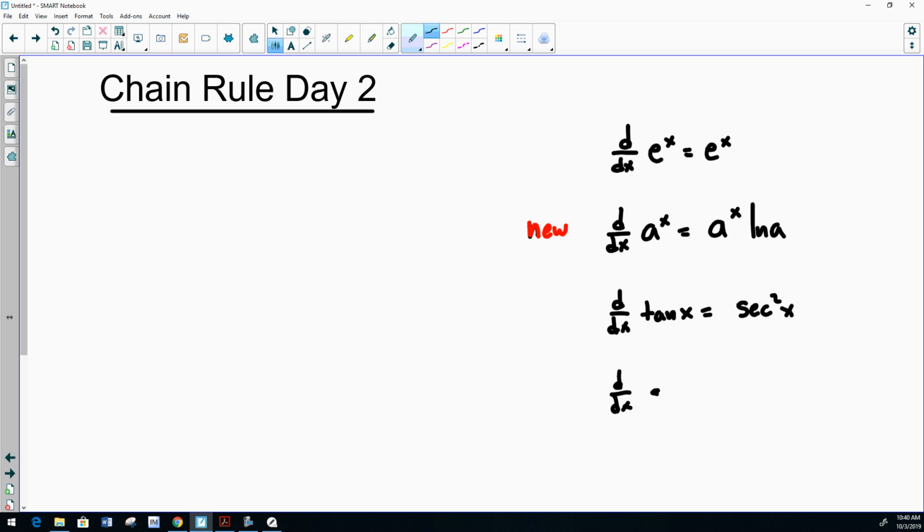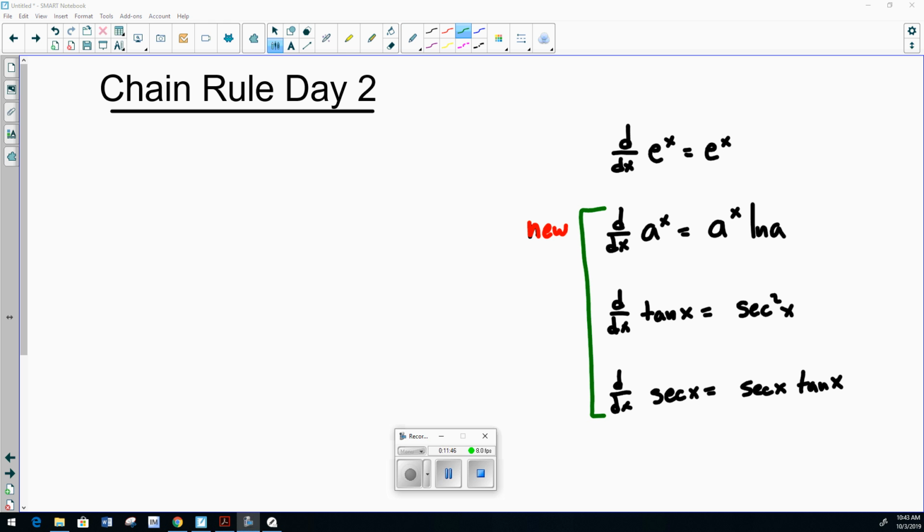So let's do this. I'm going to pause the video. Try to memorize these three. You should already know e to the x, okay? So I'm going to pause the video. Here we go. F of x equals 7 to the x, f prime equals 7 to the x. What else? ln 7.